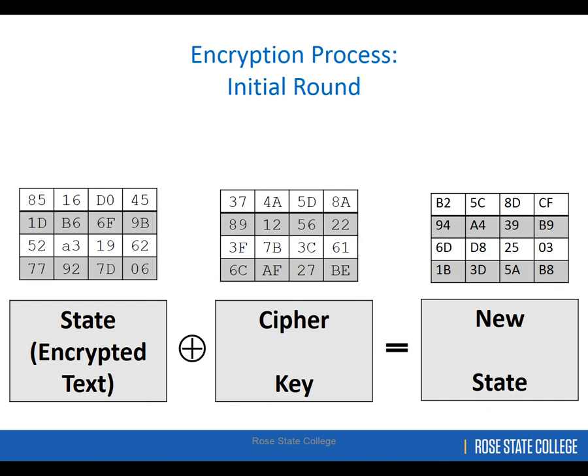So this is part 3. No, this is part 2. We're still in part 2, right? Part 1 was ASCII to hex. Part 2 was create round key. Part 3 is new state.